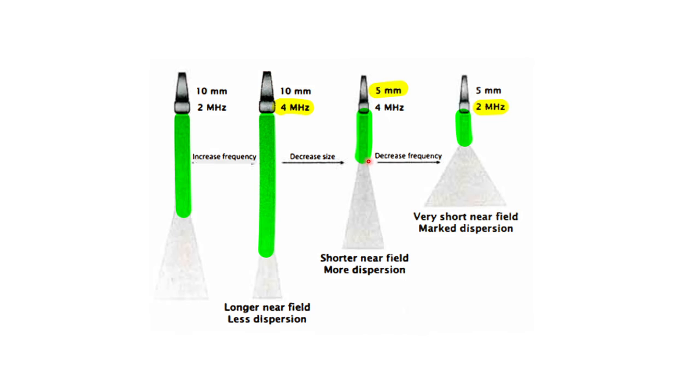So this is better. Now, if we reduce the probe diameter to 5 mm and keep the frequency at 4, you are getting a lower near field length. Similarly, when you decrease the frequency further, you are getting much lower. So getting the maximum length of the near field is much better. That is, the waves will diverge only after sufficient length.